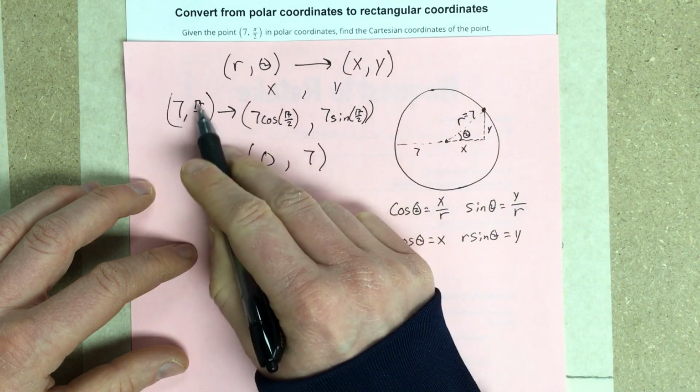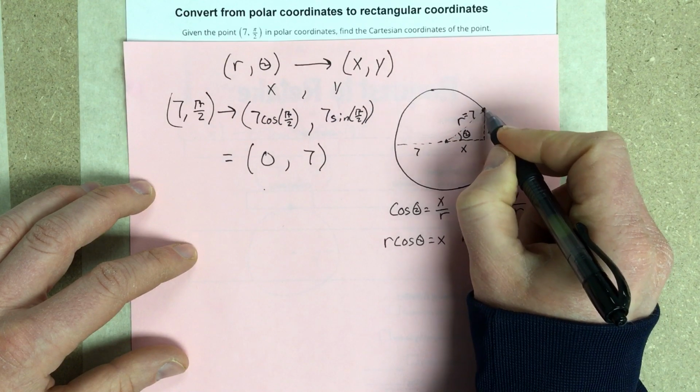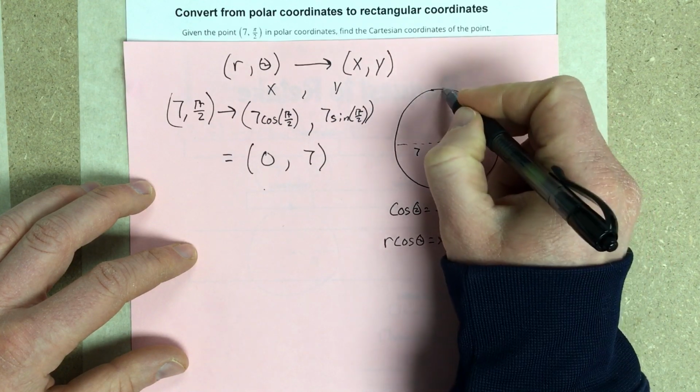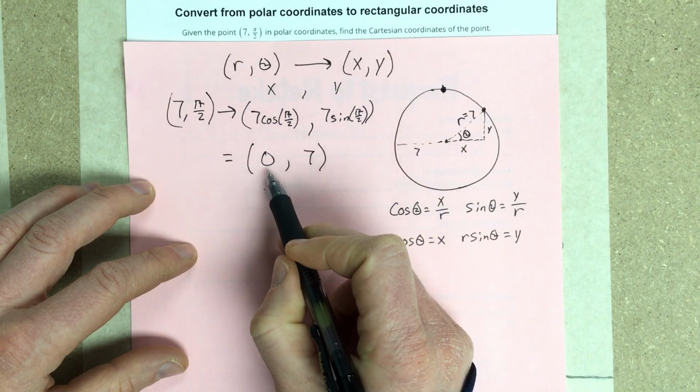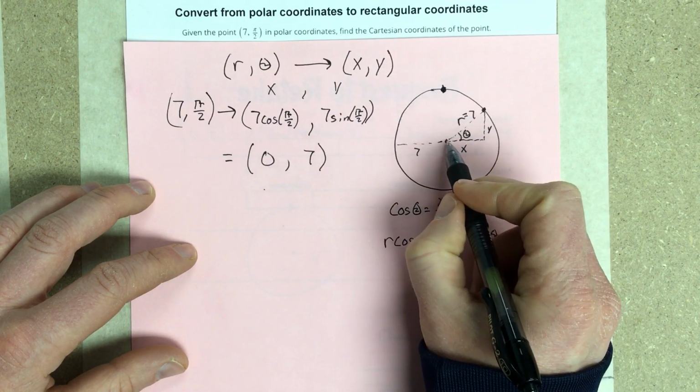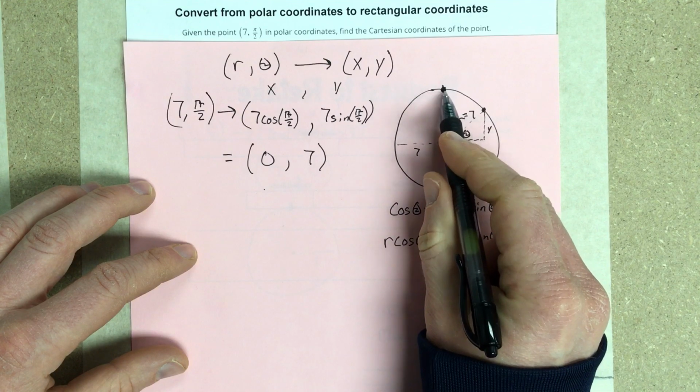When I graph this polar coordinate, I would say, all right, 7's my radius, pi over 2 is my angle. That would put me right here. If I were to represent that with rectangular coordinates, 0 in the x direction, 7 in the y, that would be the exact same spot.